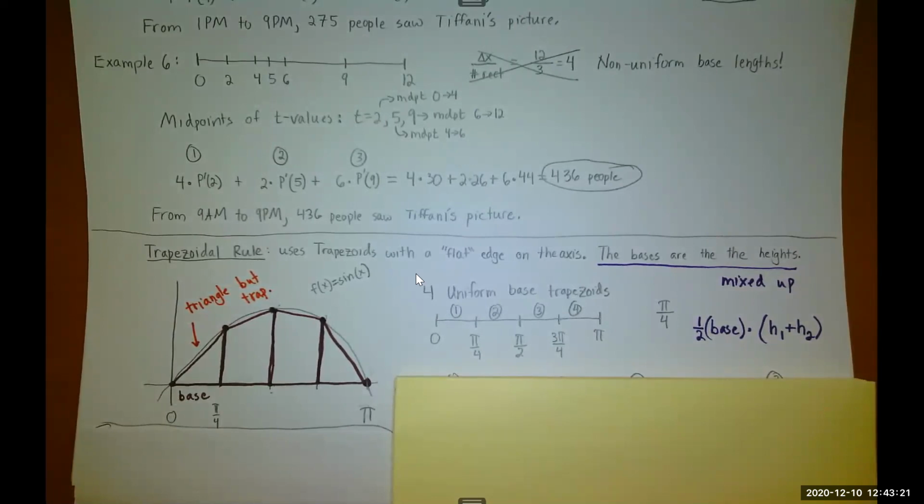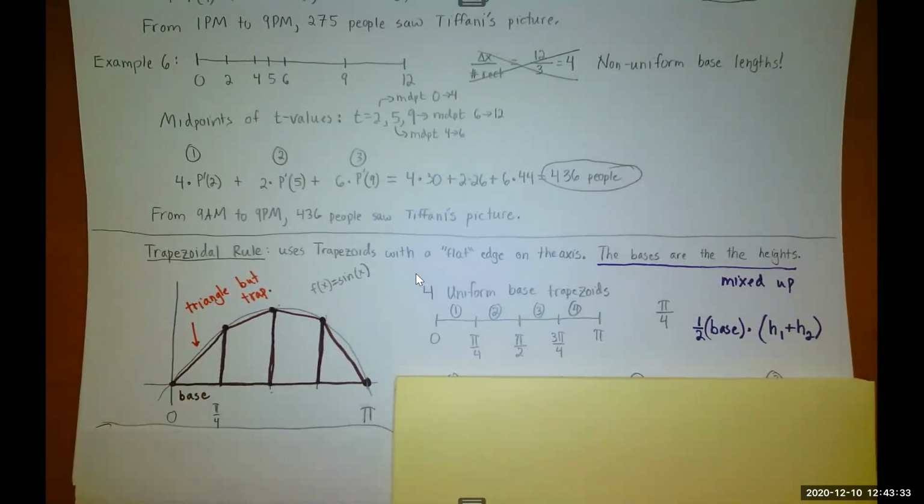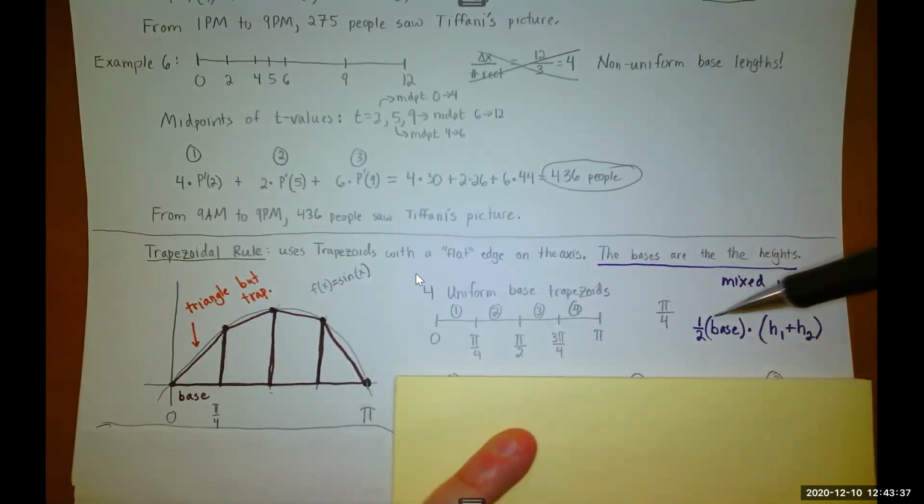The next thing that's going to be different is the calculations for each one of those trapezoids. Each one of those trapezoids is not base times height because they're trapezoids, not rectangles. Even the degenerate case triangles we're going to treat as trapezoids. So we're going to do the base, which again is going to be that flat edge on the axis, times a half, because that's how you find the area of a trapezoid. And then we're going to add the two heights together.